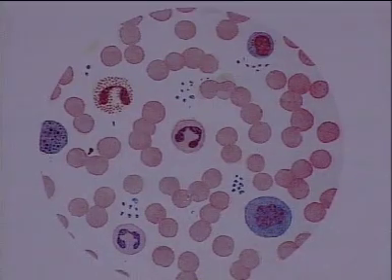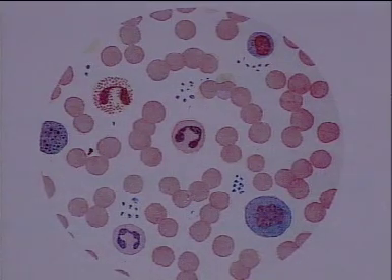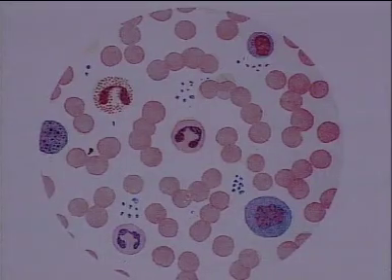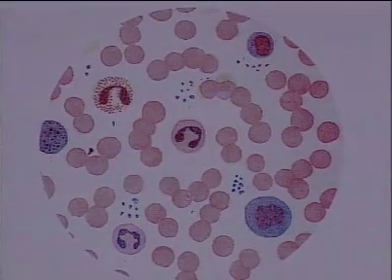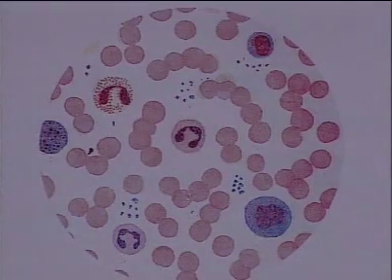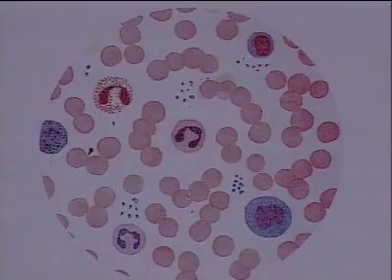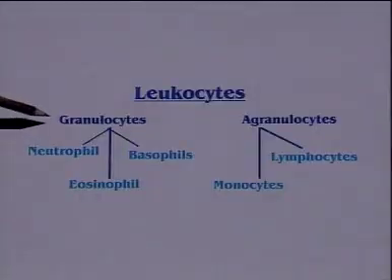WBCs are larger than RBCs and do not contain hemoglobin. There are several kinds of WBCs, each with a different function. However, all WBCs work for the defense of the body against diseases. They are not confined to blood vessels, but they also migrate out into the interstitial fluid. There are two major types of leukocytes. These are the granulocytes and the agranulocytes.